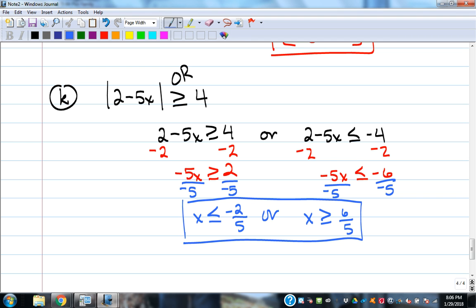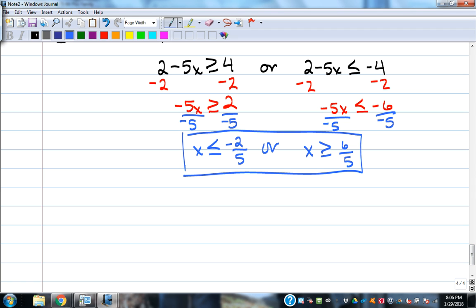Now, we've got an OR problem. We want to graph it on the number line. And this one is nice because we got fractions in both of them and they have the same denominator. So that makes it a little easier to actually use fractions on your number line instead of whole numbers. Because then you don't have to estimate. You get exactly what you're looking for.